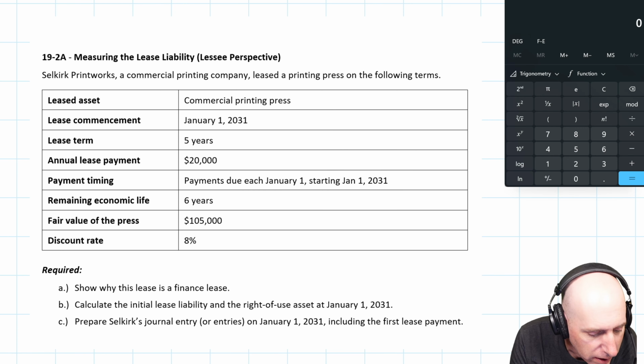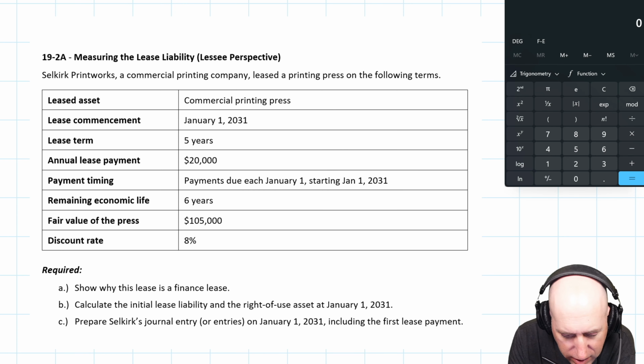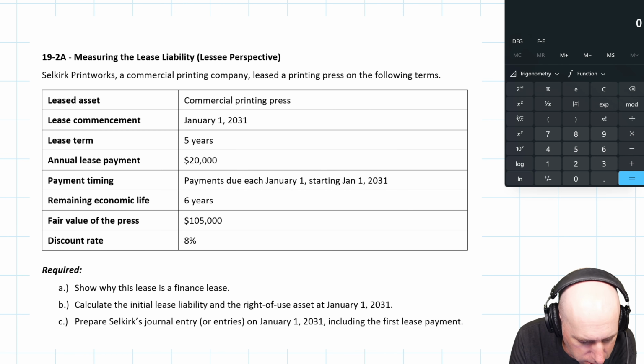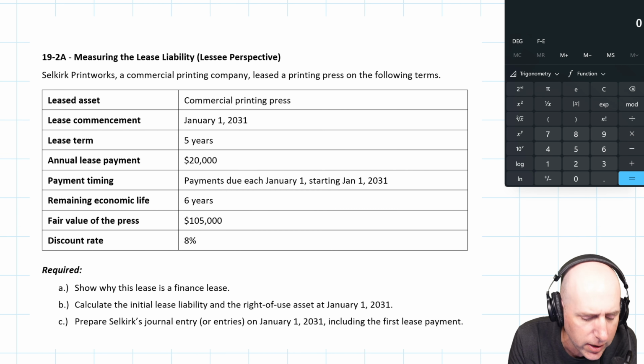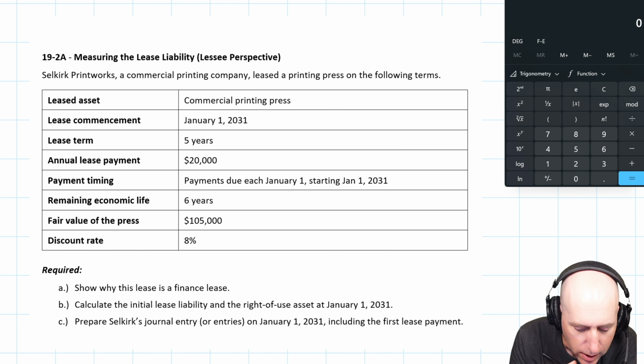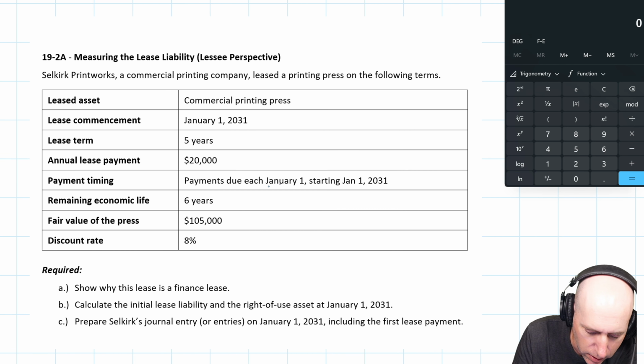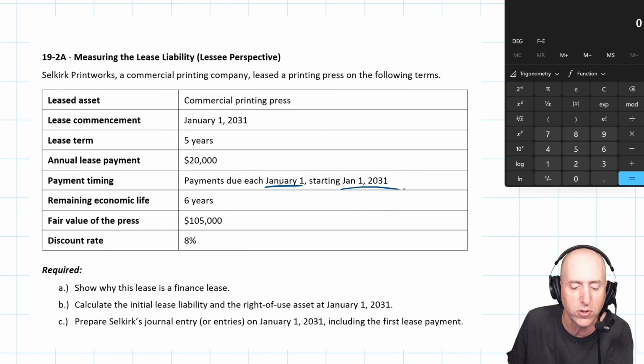Let's read through it. Selkirk Printworks, a commercial printing company, leased a printing press on the following terms. It's a commercial printing press. We're leasing commencing January 1st, 2031. The lease term is 5 years, $20,000 annual payments. Payments are due each January 1st, starting today, January 1st, 2031.